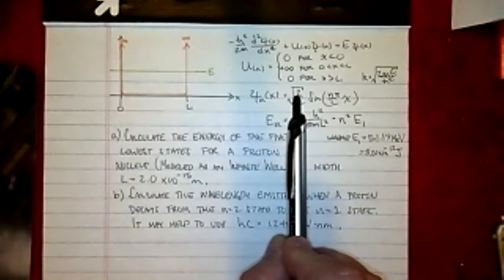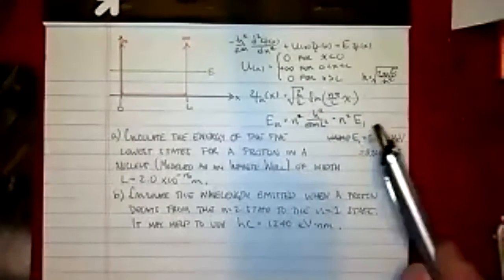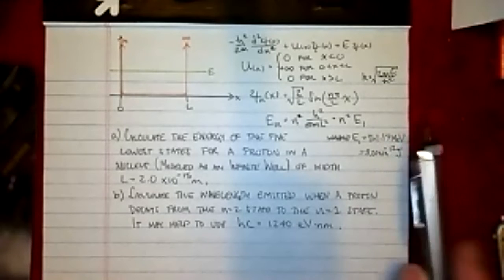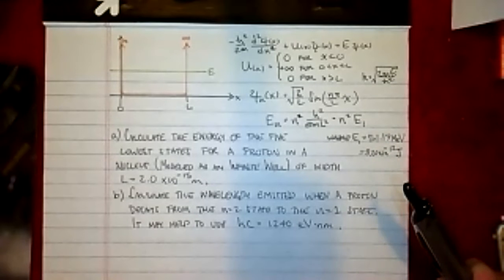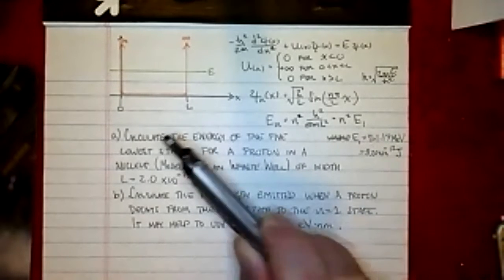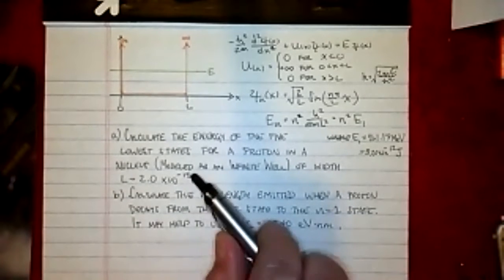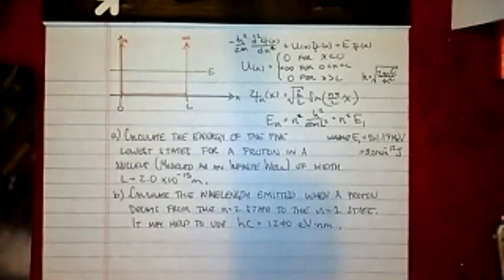E1. And we're going to calculate that, but it's basically 51.19 MeV, or 8.20 times 10 to the negative 12th joules. So we're going to use that. I'm going to calculate the energy of the 5 lowest states. That's n=1, 2, 3, 4, and 5. And I'm going to use the width equal to about 2.0 times 10 to the negative 15th meters, which is roughly the diameter of a nucleus.